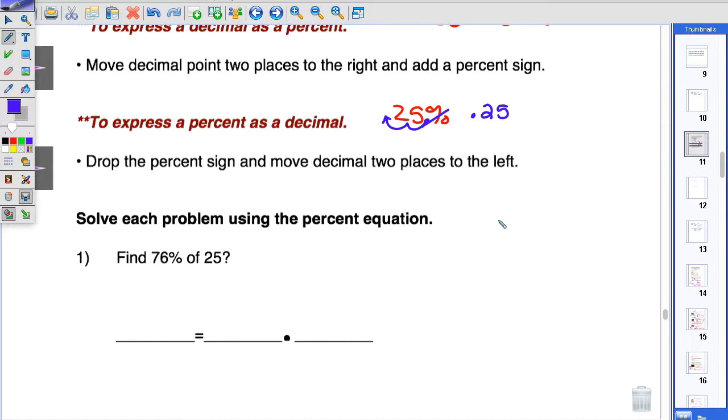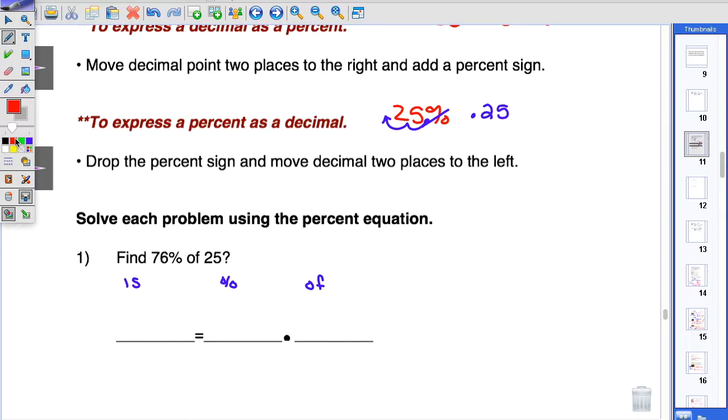Solve each problem using the percent equation. Start by putting some lines in here to represent blank spaces where we're going to put our information. So blank is equal to blank times blank. Also, I want you to write the keywords above it: is equal to your percent times your of. Remember, your percent is a decimal. And now we can start putting in our information.